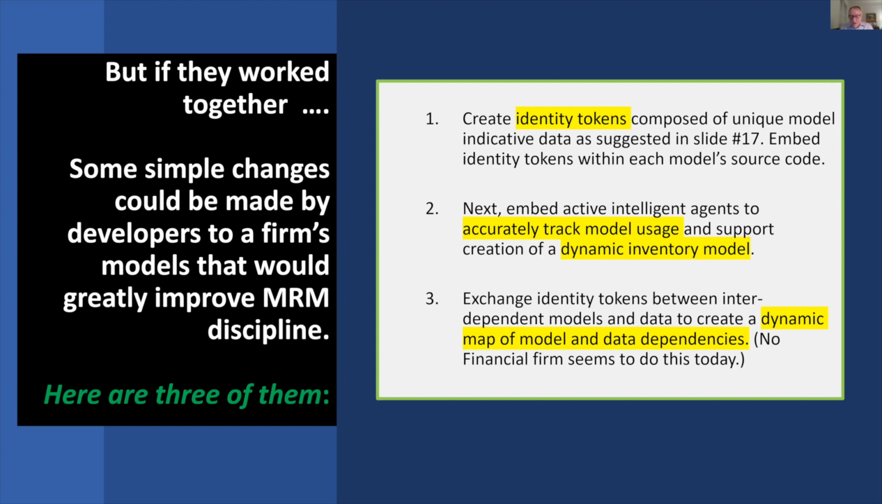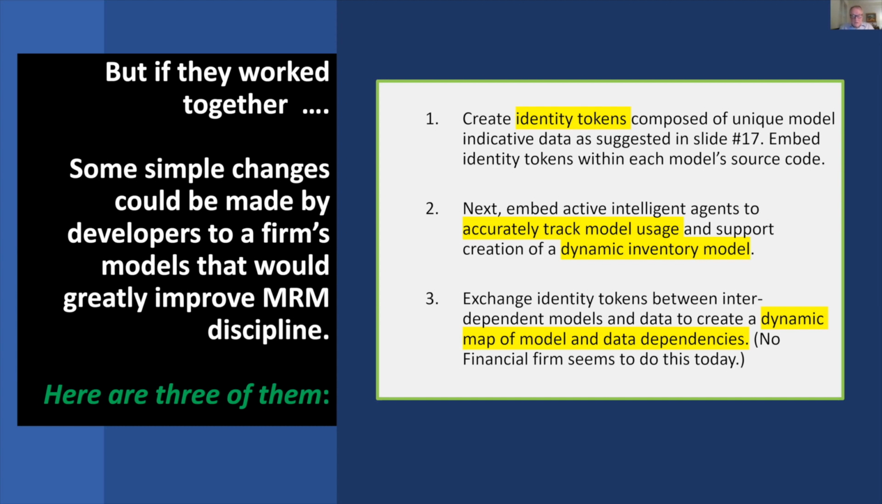A dynamic map, I'll describe in more detail in a few slides, but no financial firm appears to do this today. I say that with complete conviction. I think no firm today relies on passing identity tokens from upstream to downstream objects, although this is commonly used in email, for instance.